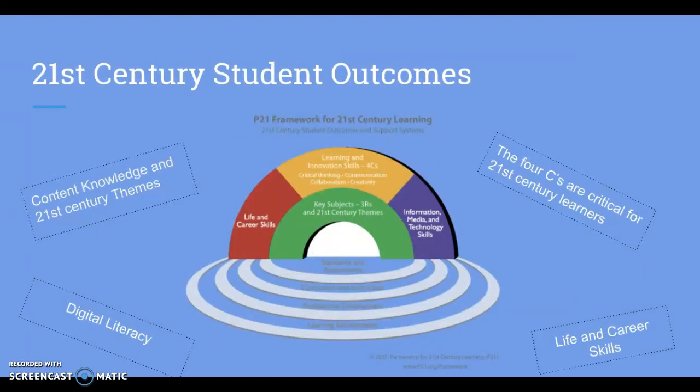Now let's go into the 21st century student outcomes. P21 has a framework for 21st century learning outcomes. It focuses on content knowledge and 21st century themes, digital literacy, and the 4 C's, which are critical for 21st century learners. It focuses on critical thinking, collaboration, communication, and creativity. It also focuses on life and career skills that we want our students to be ready for.